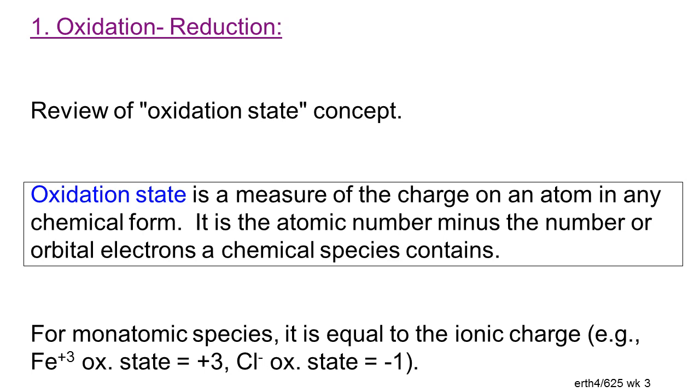So for instance, in the simplest case for a monatomic species, it is just equal to the ionic charge, such as in the case of iron +3, the oxidation state is +3. For chlorine -1, the oxidation state is -1. If we were to look at helium gas or argon gas, which don't have a charge but are monatomic species, in those cases the oxidation state would be 0.